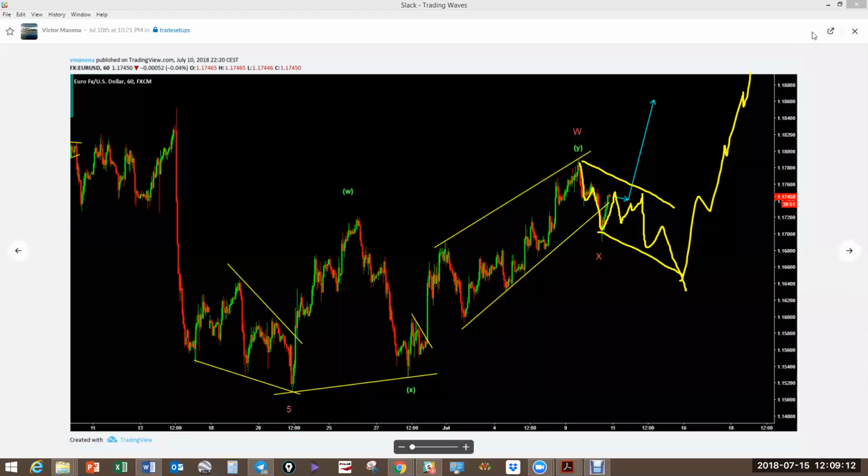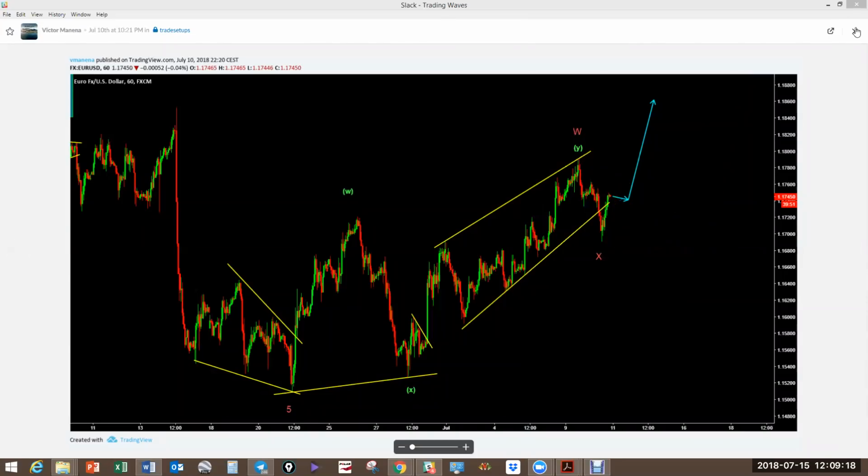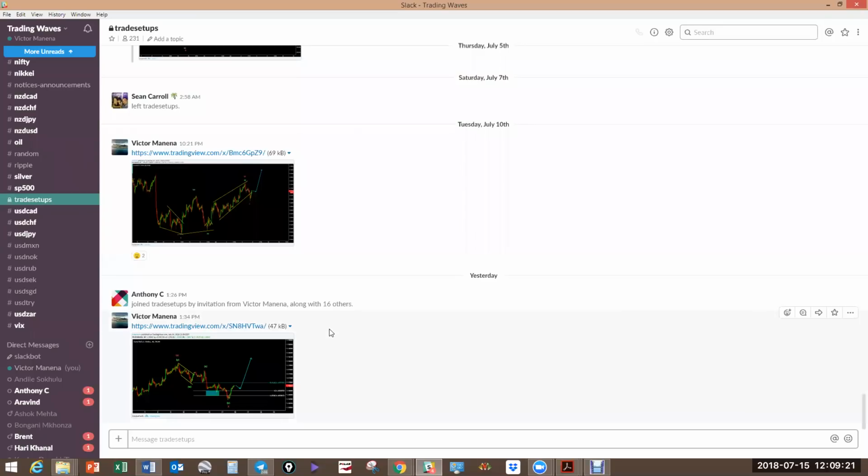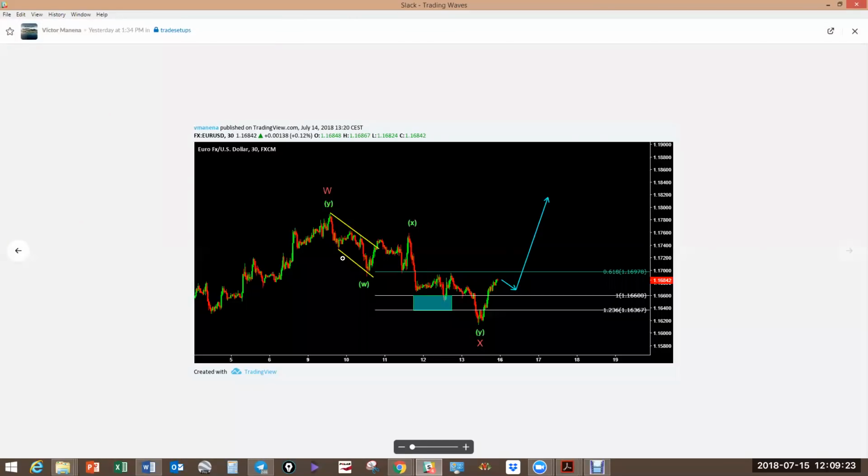So we're going to have a look at it in detail again. I'm going to show you those 4 patterns that are repeating themselves on the same chart on Euro US dollar and see how that is playing out. So this is the latest update. I think I've updated this on TradingView.